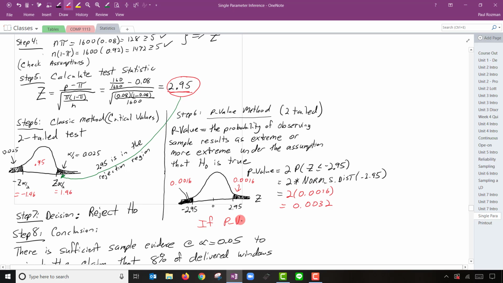If p-value is less than alpha, reject the null hypothesis. Otherwise, fail to reject the null hypothesis. If p-value is greater than or equal to alpha, then our conclusion is fail to reject H0.